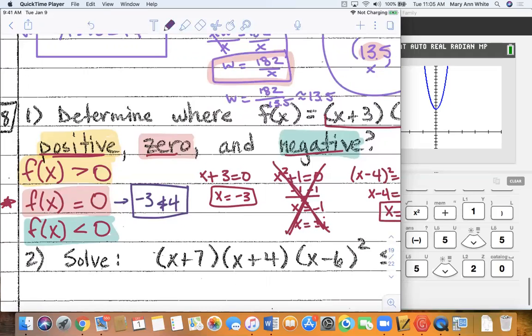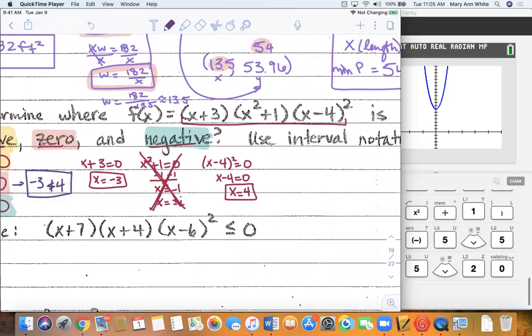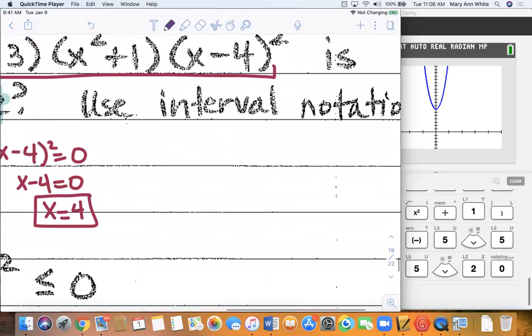In order to find out where it's positive or negative, I'm going to use a number line, and then I'm going to use something called a sign chart. So I'm going to put these zeros on a number line. Put it right here.